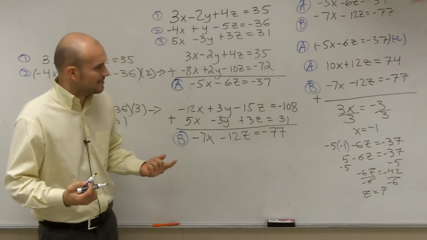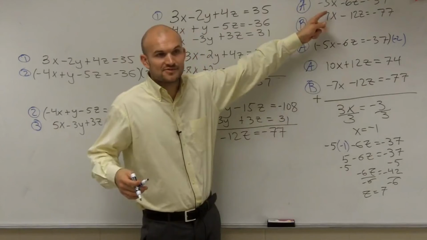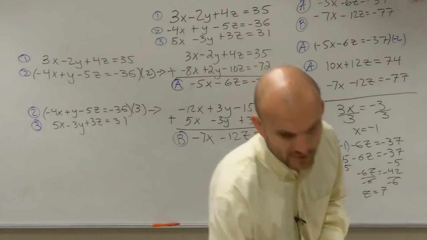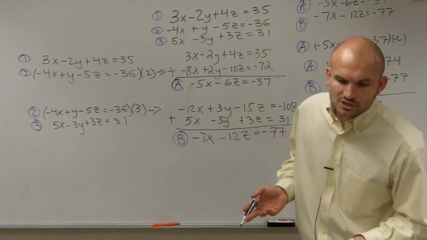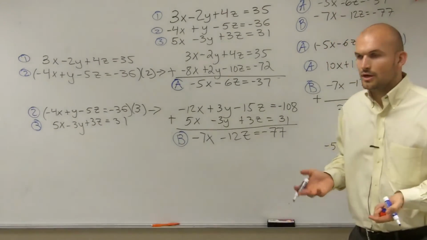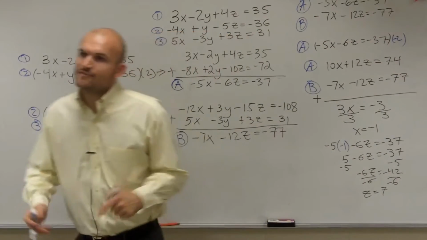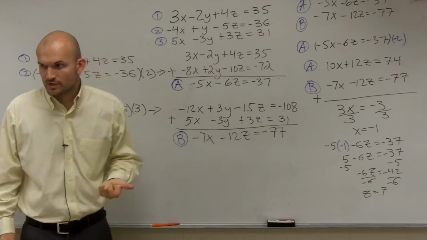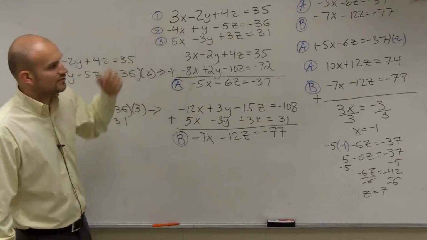So now, ladies and gentlemen, I have x equals negative 1 and z equals 7. Did I solve my system of equations of 2 variables? Yes. So let's move to step 3. Step 3 tells us to substitute the 2 values into one of your equations. You have 3 equations to choose from. It does not matter which one you pick. So let's just go ahead and pick the first one.